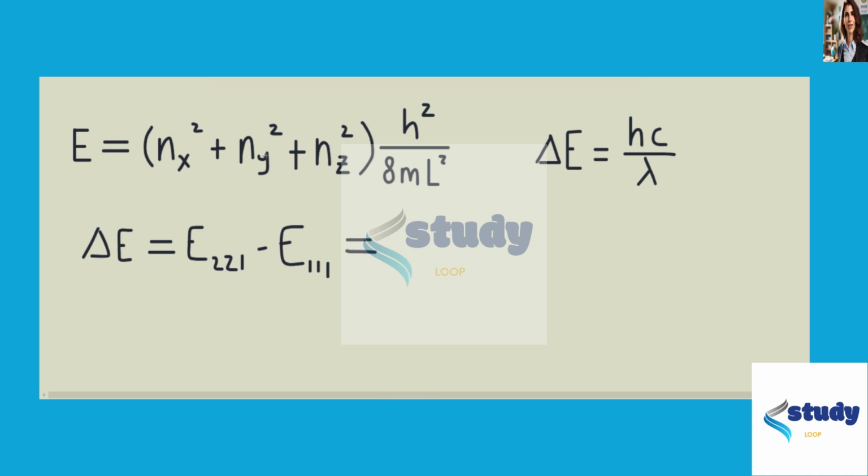So it gives you 2 squared plus 2 squared plus 1 squared, which is 9, minus 1 squared plus 1 squared plus 1 squared, which is 3. This is minus 3, and both values are multiplied by Planck's constant squared divided by 8mL squared. So that's why I pulled that out.